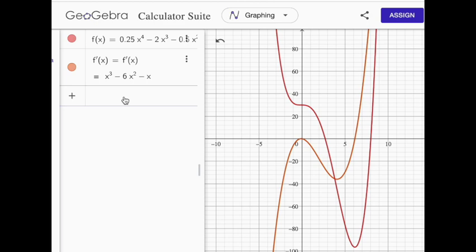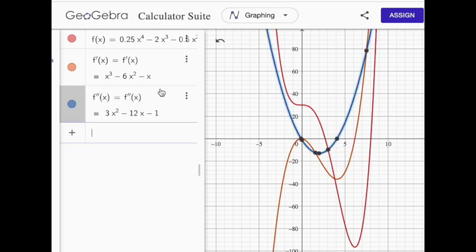Now, if I want to find the second derivative, I just hit f double prime. And then it shows me the second derivative in the graph. And you can see that it's color coded too. So the second derivative here is in blue. The first derivative is in orange and the original function is in red.